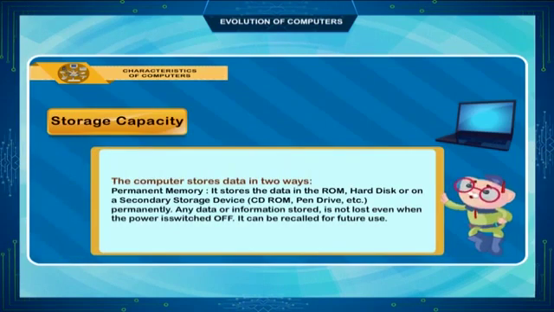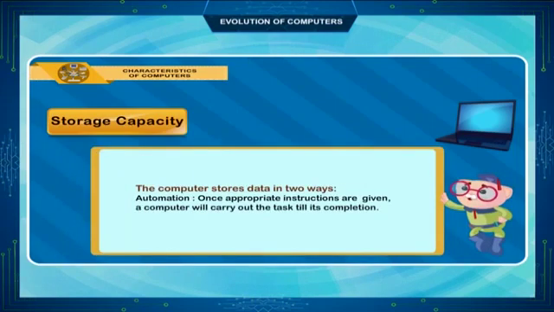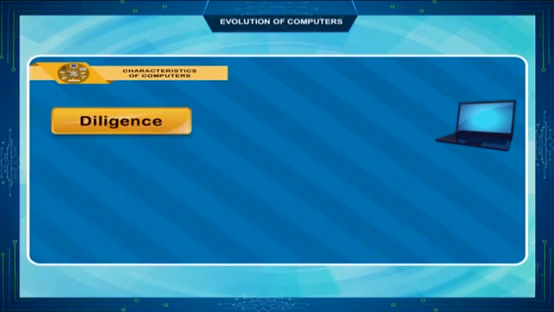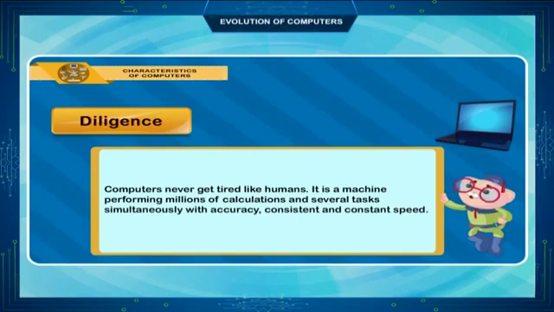Permanent memory. It stores the data in the ROM, hard disk, or on a secondary storage device, CD-ROM, pen drive, etc., permanently. Any data or information stored is not lost even when the power is switched off. It can be recalled for future use. Automation. Once appropriate instructions are given, a computer will carry out the task till its completion. Diligence. Computers never get tired like humans.